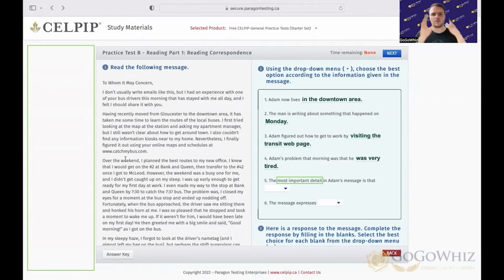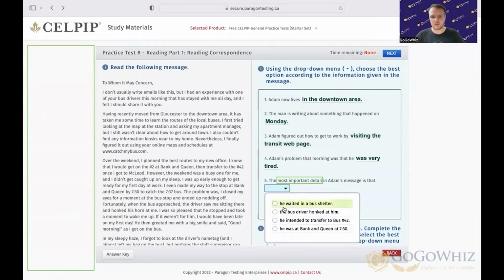Okay, so the biggest change in what happened, right, is he fell asleep. And what changed him from missing work to getting to work on time is because the bus driver honked and woke him up. All right, so therefore, the most important detail is what changed from him not going to work versus going to work. And in that case, that is going to be when the bus driver honked at him. Okay, so make sure that you understand the overall aspect of this message when you're reading it. This one's a little bit more challenging, making sure that you understand the whole article.